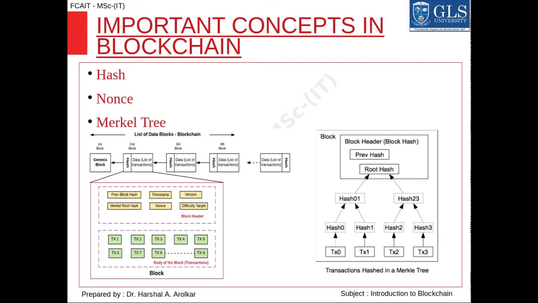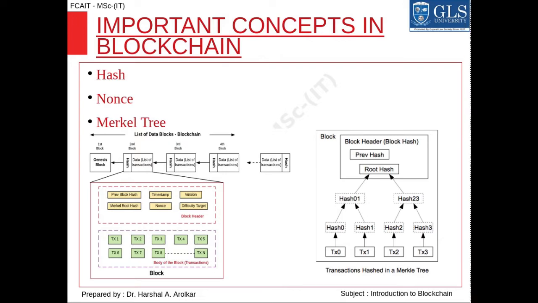If you observe the second block, you will be able to see the exploded version of the block wherein you have two components of a block, one which is called the block header, and second which is called the body of the block, which basically contains the transactions. The header part has the previous block hash, a timestamp, a version, a Merkle root hash, a nonce, and a difficulty target. We are not going to go into details of them as of now.